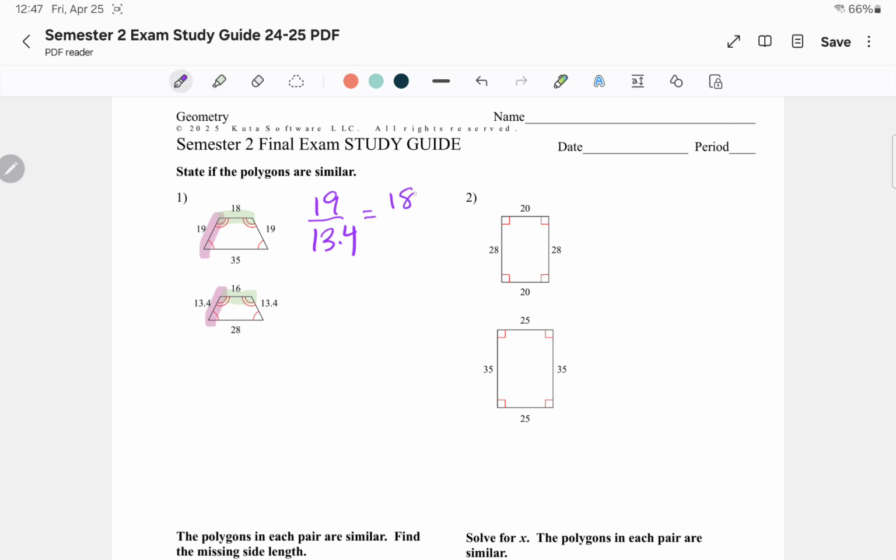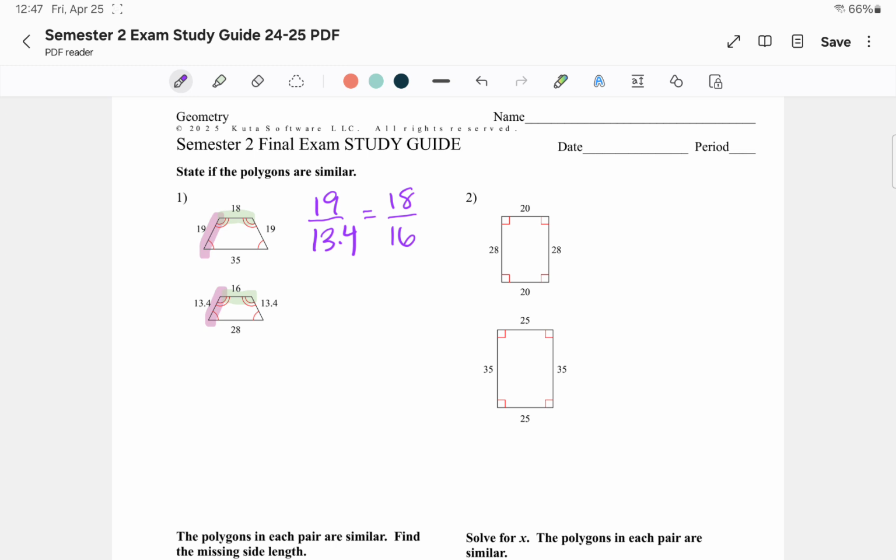Make sure you write the fractions correctly. If I start with this top one, 19 should be on the top, 13.4 should be on the bottom. Same with my other fraction, 18 has to be on top and then 16 on the bottom. Make sure you're going from the same shape to the same one every time. Now that I've formed my two ratios, I'm going to see if they're proportional by seeing if they're equal.